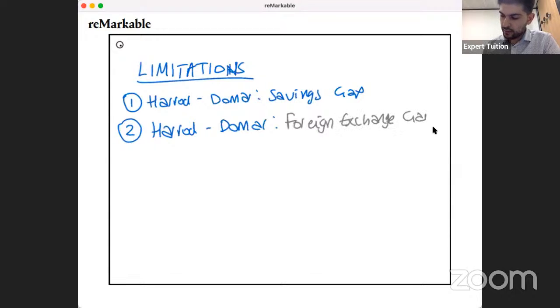Right, let's chat about the foreign exchange gap. To understand the foreign exchange gap, we actually need to go through a concept which is very important also for exchange rates, which I will do later. It's something called foreign reserves. What are foreign reserves? Foreign reserves are really fancy ways of saying other currency in your economy.